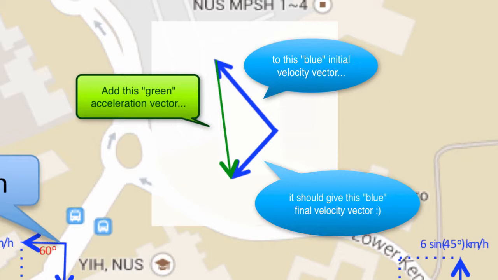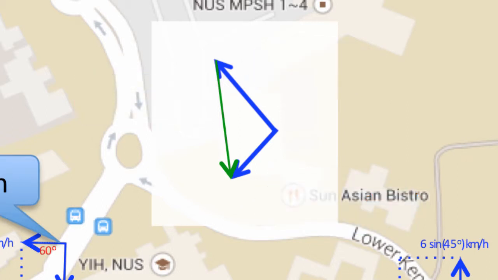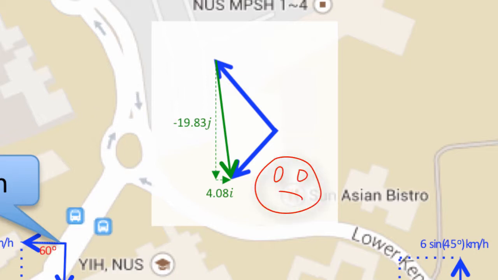This acceleration vector in terms of unit vector i hat and j hat is given by the result we computed earlier. 4.08 meter per second square along horizontal and minus 19.83 meter per second square along vertical. The negative sign indicates that it is pointing down. By the way, by right, the length of the vertical component should be about 5 times of the horizontal component, in accordance to the ratio 19.83 to 4.08. I did not draw the vector arrows exactly up to scale, resulting in this rather bad example.